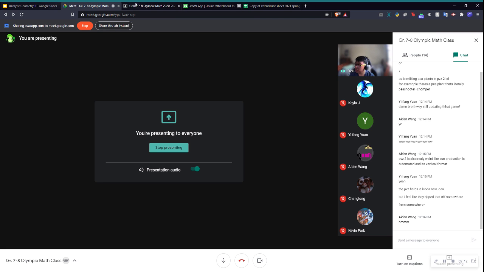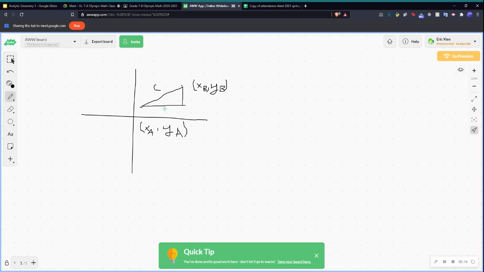Okay, hello Chenglo. We're just looking at how to calculate the distance between 2 points on a Cartesian plane. So that's what we're doing right now. The distance is called C. We also have the vertical and horizontal components. The vertical one, let's label it here, is just the difference between the y coordinates.